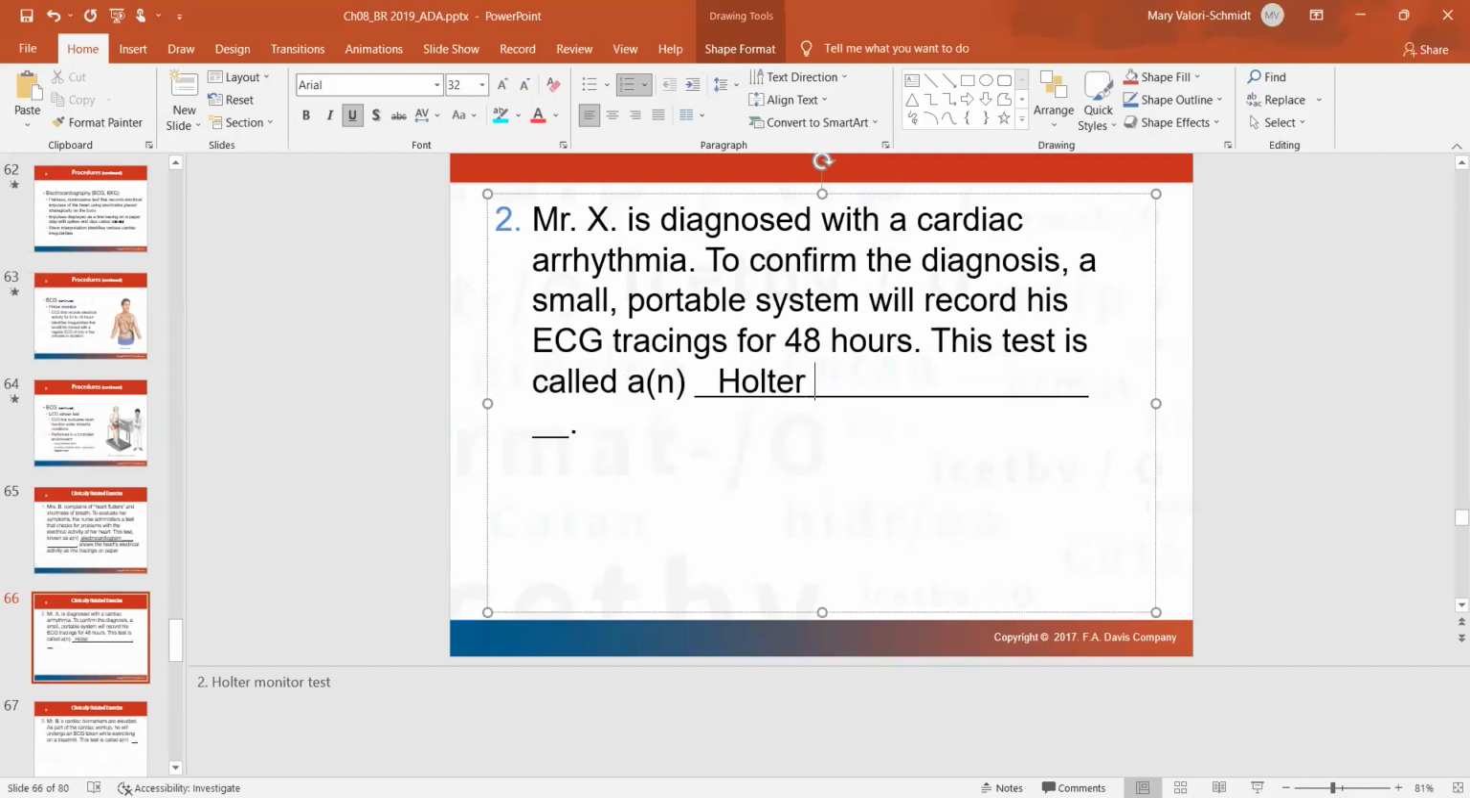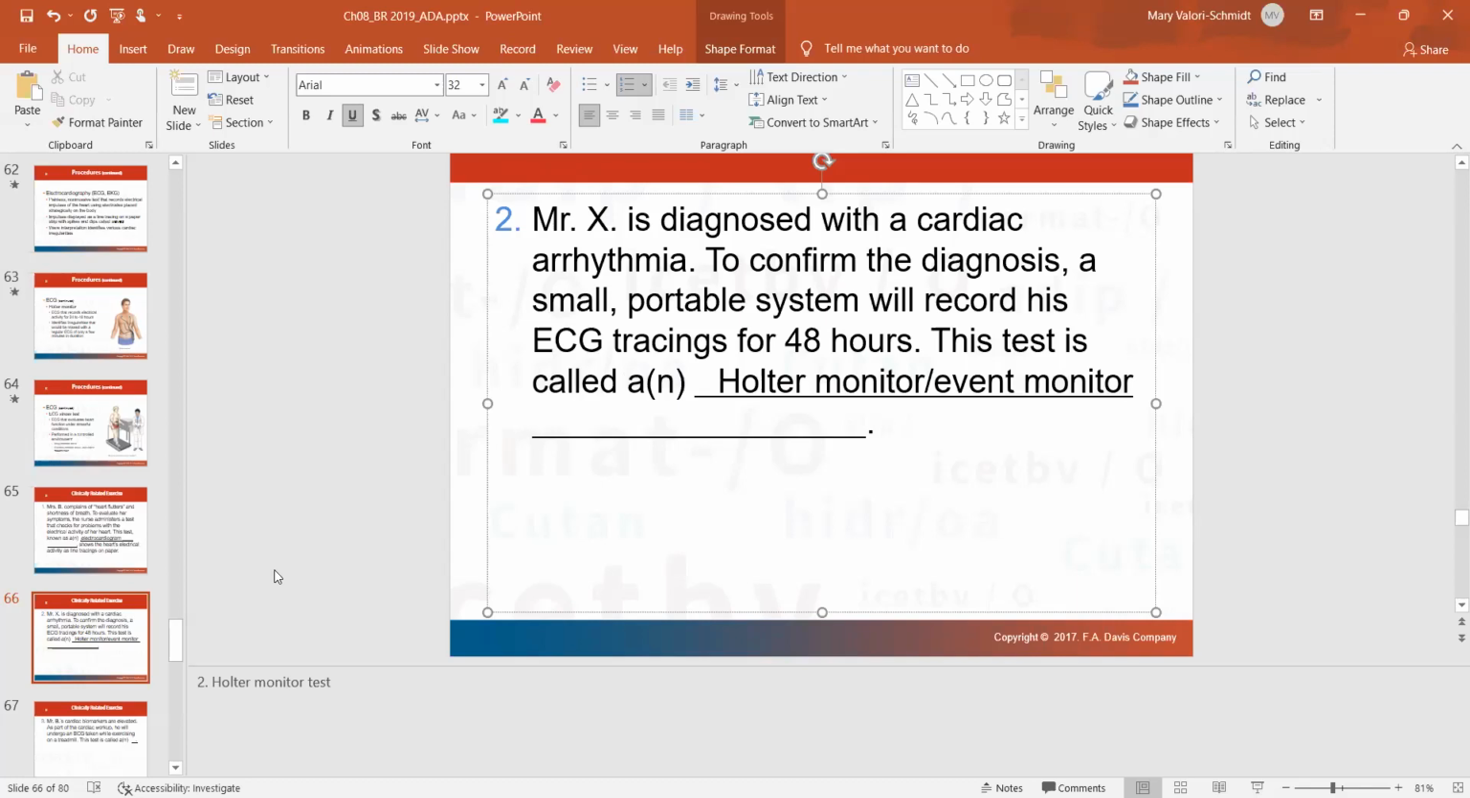Some physicians call it an event monitor. So just so you know, they mean the same thing. So is it EEG for the brain? Yes, it is. That's an electroencephalogram. And an echocardiogram is an ultrasound of the heart. So there's no shortcut for that. You have to say an echocardiogram.